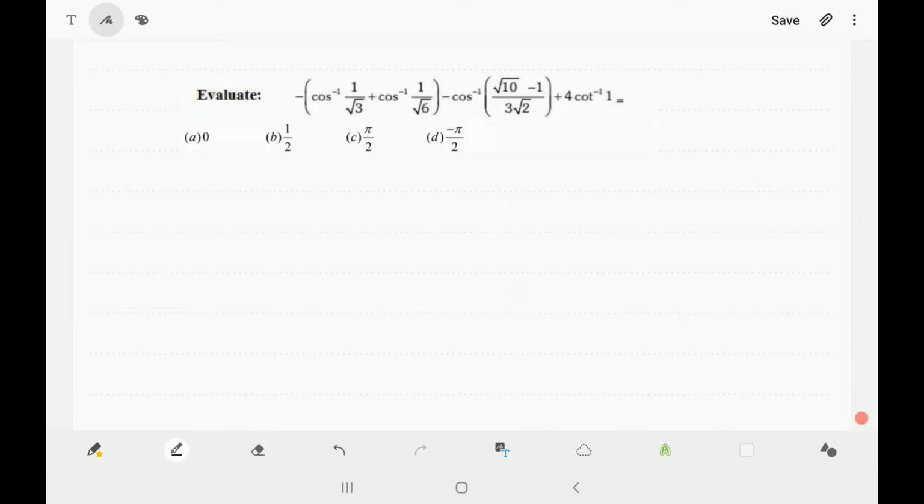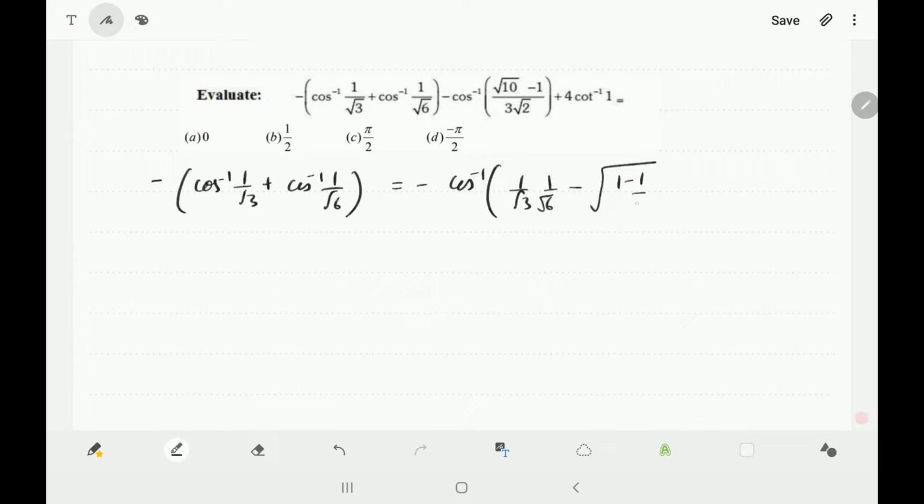In this problem we have to evaluate this expression. There are 3 terms, so let's solve these terms individually first. The first term is cos inverse of 1 by root 3 plus cos inverse of 1 by root 6, whole negative. We already know the formula of cos inverse A plus cos inverse B, so we'll just apply that formula. It will be cos inverse of A into B minus under root of 1 minus 1 by root 3 whole square, which is 1 by 3, under root of 1 minus 1 by 6. The formula is cos inverse of AB minus under root 1 minus A square under root 1 minus B square.